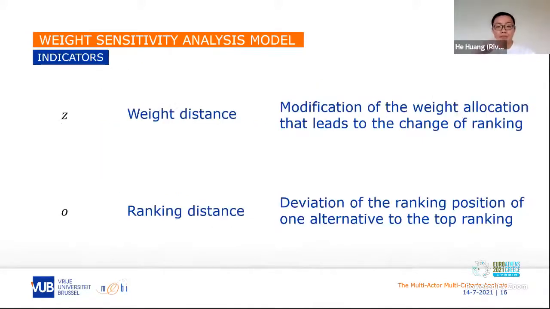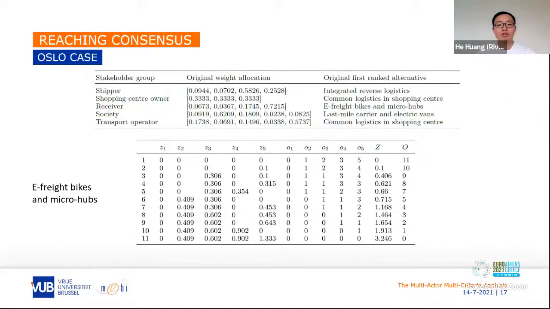We applied mixed integer linear optimization to the CityLab projects. Here, two indicators are introduced. That is the weight distance Z, which is the modification of weight allocation that leads to the change of ranking. O is the rank distance, which is the deviation of the ranking position of one alternative to the top ranking. For example, for the alternatives e-freight bikes and microhomes, the ranking distance O and the weight modification Z for all stakeholder groups are listed.